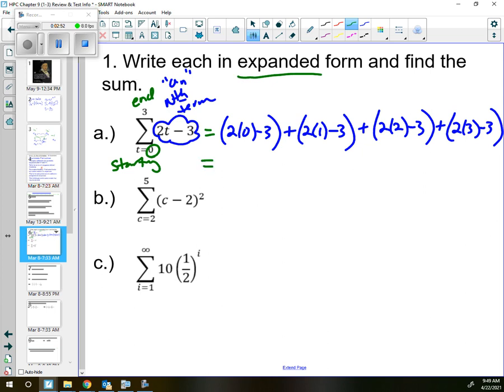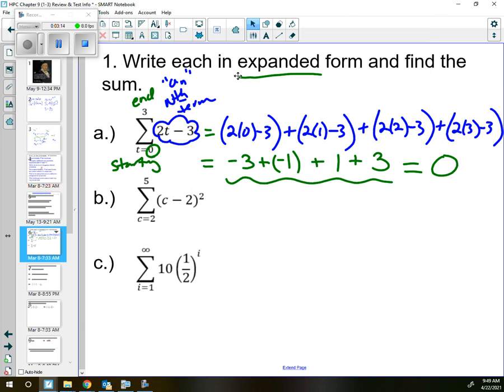Here is expanded form. So this is the actual expanded form. I'm going to actually write out that series. So this first term is -3, then we have a -1, and then we have what looks like a +1, and then we have a +3. This is expanded form. Now don't forget to actually do the sum then. Find the sum. This one ends up happening to be 0, so substituting that in. So for each of these, that's the kind of idea that we want to talk about.